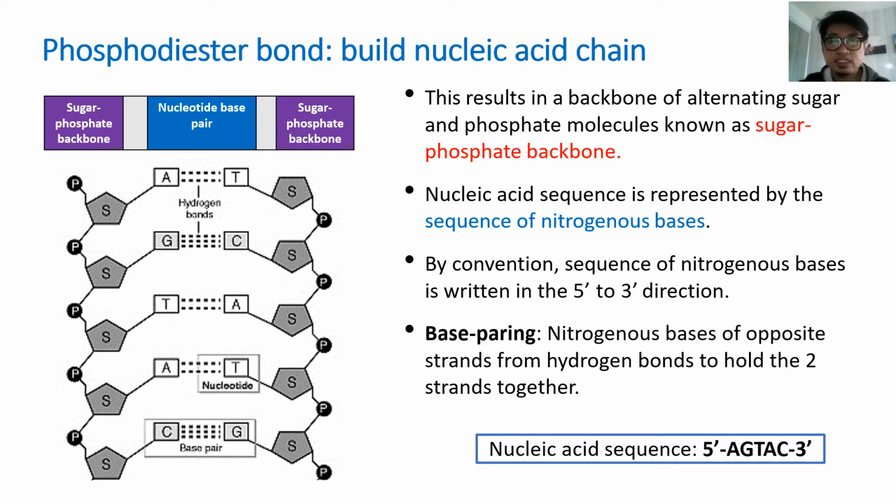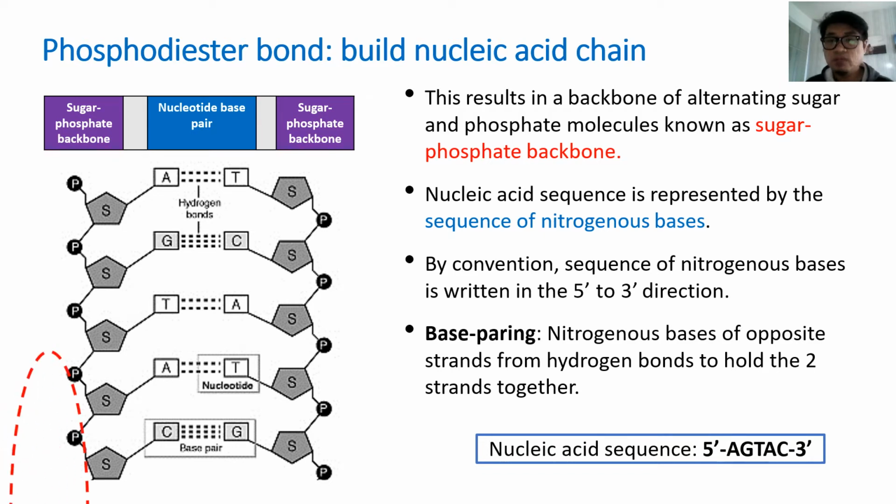Like I said, the nitrogenous bases are thymine, adenine, cytosine, guanine, TACG, and by convention the sequence of nitrogenous bases is written in the 5' to 3' direction. There is base pairing here: T is paired with A, and C is paired with G. You can see two strands of DNA bonded together in the middle with hydrogen bonds.